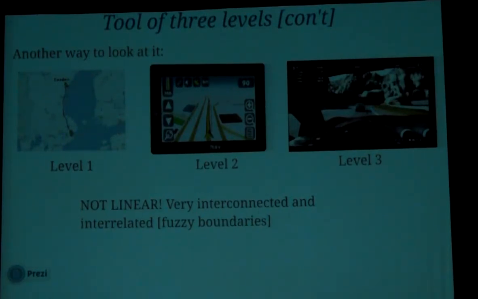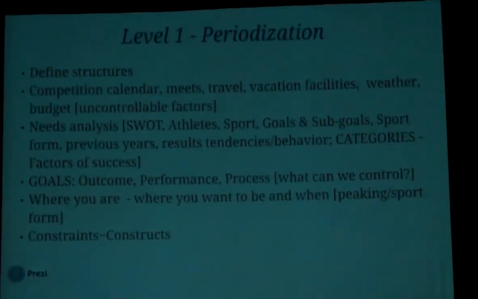The borders between them are not so crisp, they are fuzzy still. So level 1 involves defining structures. In this case, that's competition calendar, meets, travel, everything that you probably cannot control. Also, needs analysis, the SWOT: strengths, weaknesses, opportunities, and threats, a pretty common management tool.